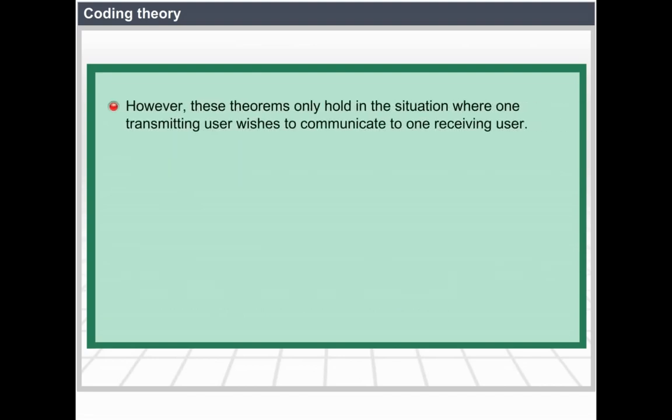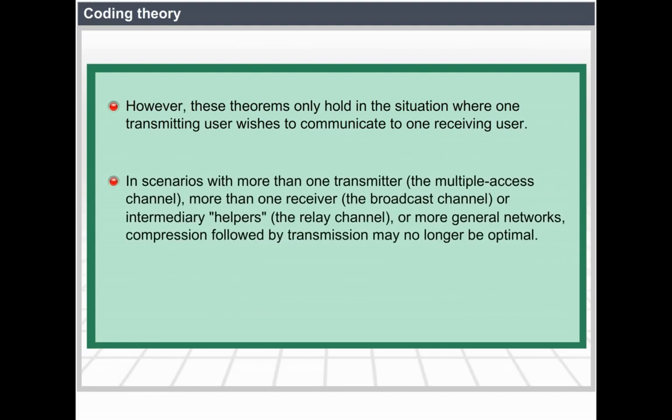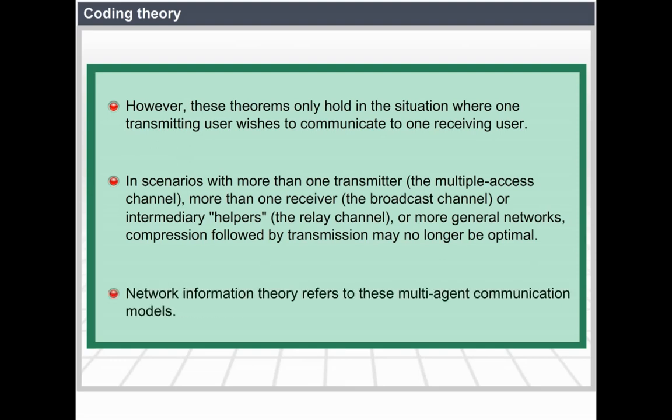However, these theorems only hold in the situation where one transmitting user wishes to communicate to one receiver user. In scenarios with more than one transmitter, the multiple access channel, more than one receiver, the broadcast channel, or intermediary helpers, the relay channel, or more general networks, compression followed by transmission may no longer be optimal. Network information theory refers to these multi-agent communication models.